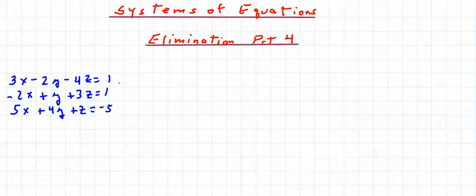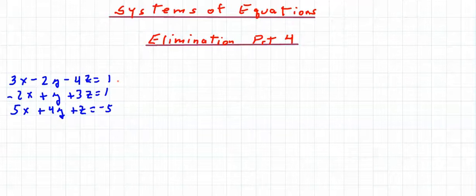So, what we want to do is use elimination twice. And what I mean is, we are going to take the first 2 equations and eliminate x. Then we're going to take the last 2 equations and eliminate x. So we're going to do 2 separate eliminations of x. But when we're done, x will be gone, and we'll only have 2 equations left and 2 variables.